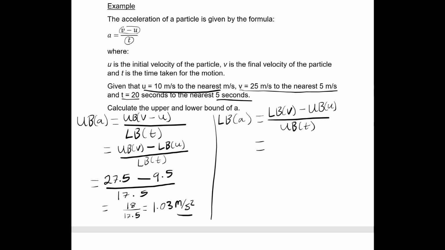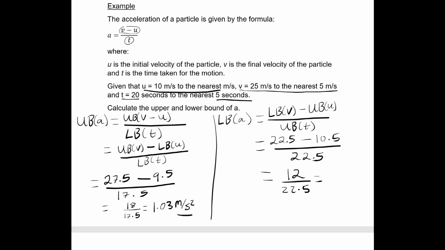We can now substitute in the lower bound of v, which is going to be 25 take away 2.5, so we have 22.5. Take away the upper bound of u, which is 10.5, divided by the upper bound of t, which is going to be 22.5. So, on the top, 22.5 take away 10.5 is just 12, and on the bottom we have 22.5.